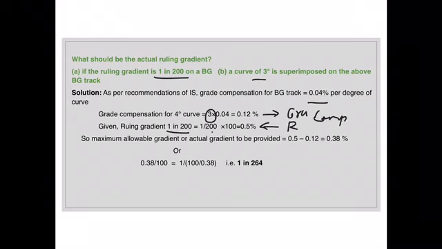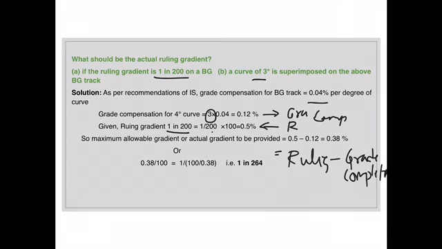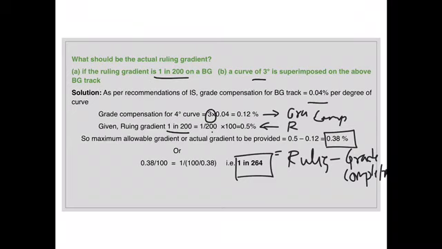Okay. So now the actual gradient will be the ruling gradient minus the grade compensation. That will give you the actual gradient to be provided, 0.38 percent. Converting that into the 1 in n type, we will get the gradient to be provided as 1 in 264. So this is how you can calculate what the actual gradient should be when you have the combination of both the gradient as well as the curve at any location of the track section.